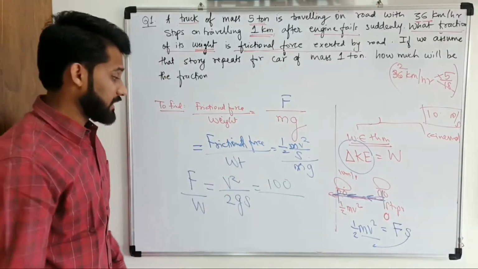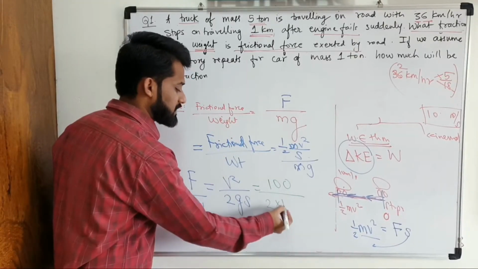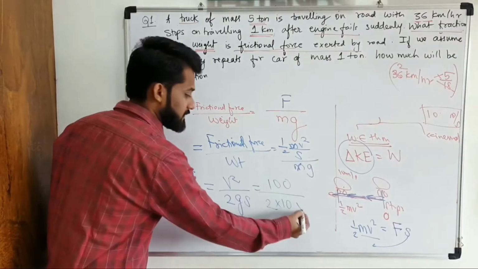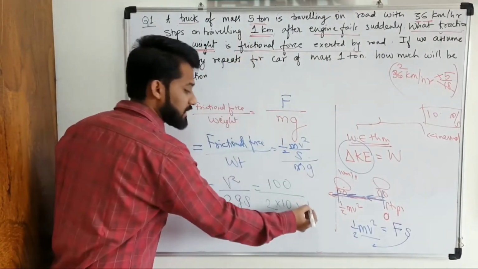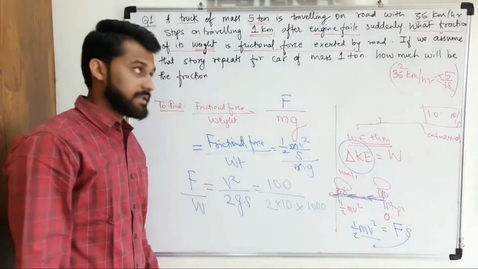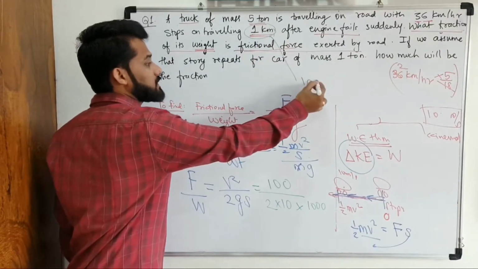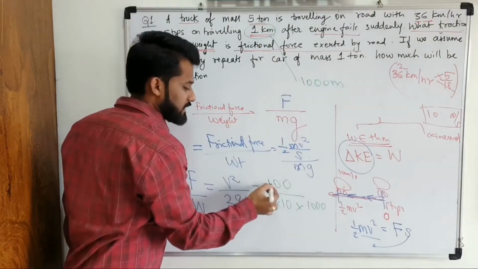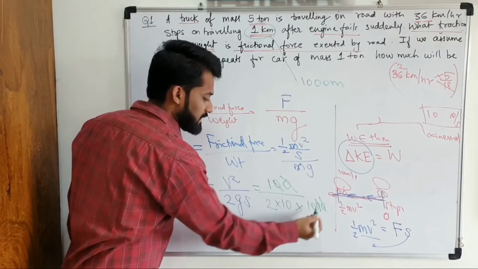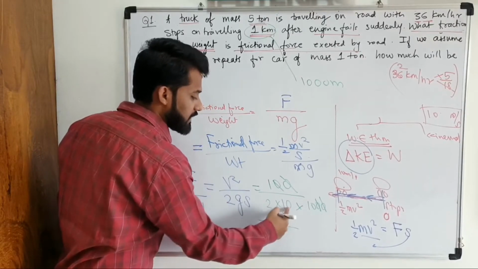SI units में सब put करना है. 2g, acceleration due to gravity, we will take it 10. And displacement is 1 kilometer. 1 kilometer is 1000 meters. So if I solve this, 2 zeros will cancel and the answer that we get is 1 upon 200.